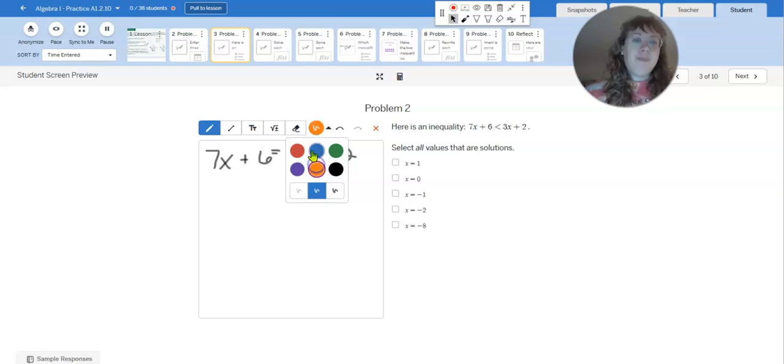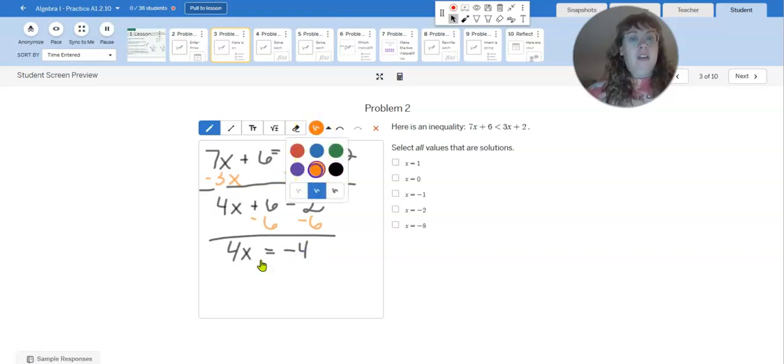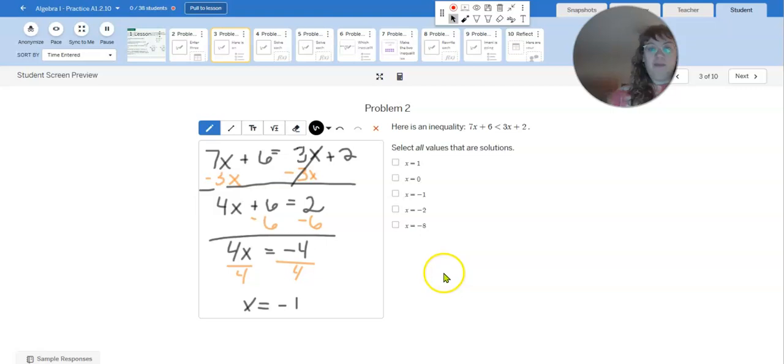Now we can subtract 3x on both sides. 7x minus 3x is 4x. Plus 6 equals 2. Subtract 6 on both sides. Bring down that 4x equals 2 minus 6 is negative 4. And our last step is to divide both sides by 4. And we get x equals negative 1. So there's our boundary point.